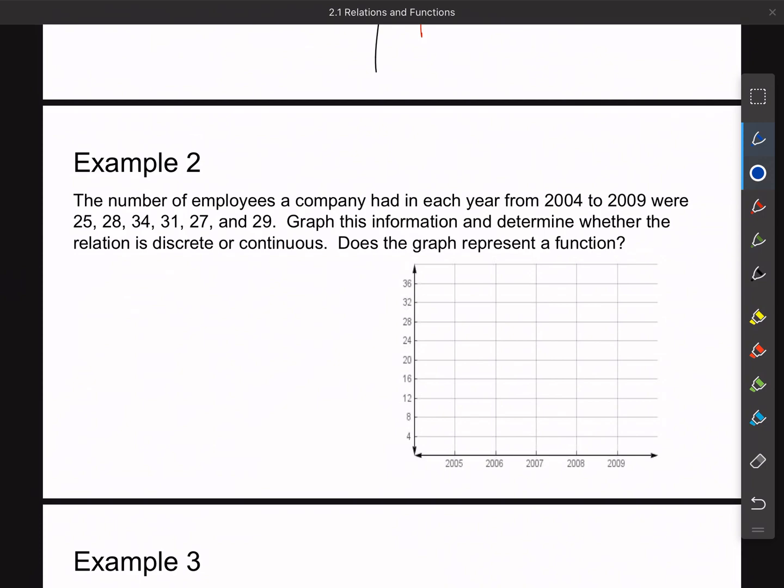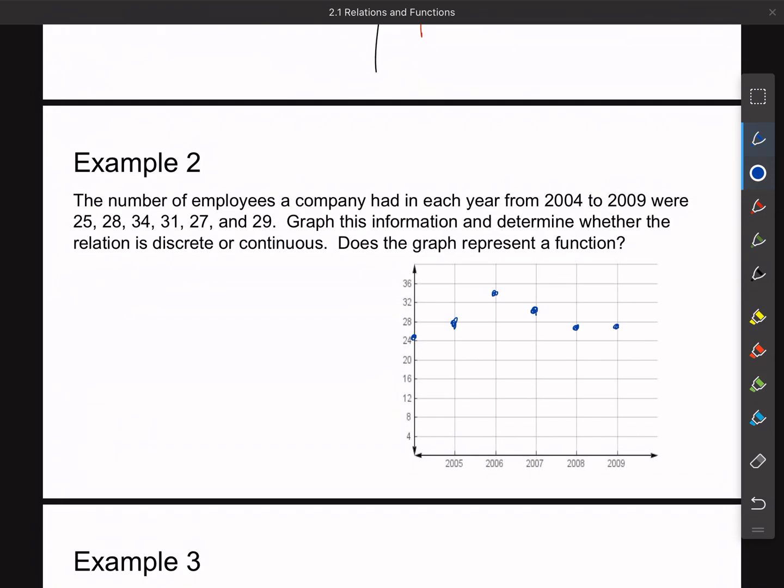Okay, so 2004 we had 25 employees, somewhere up there. 2005 we had 28. 2006 we had 34. 2007 we had 31, somewhere in there. 2008 we had 27, somewhere in there. And then 2009 we had 29, something like that.